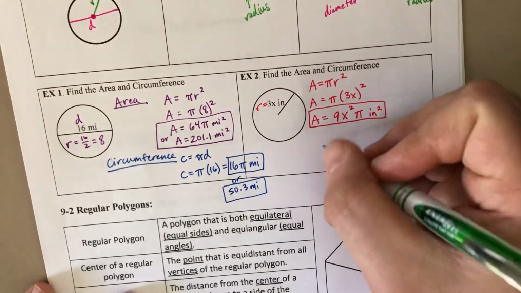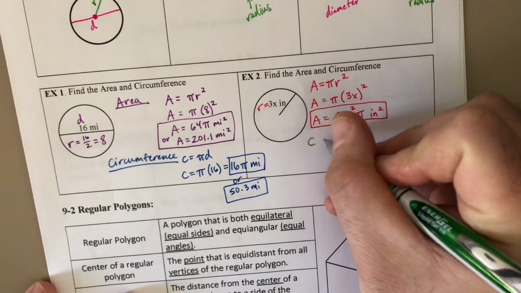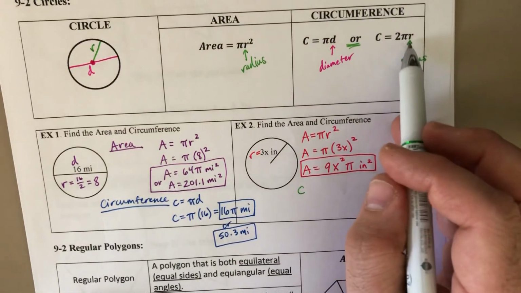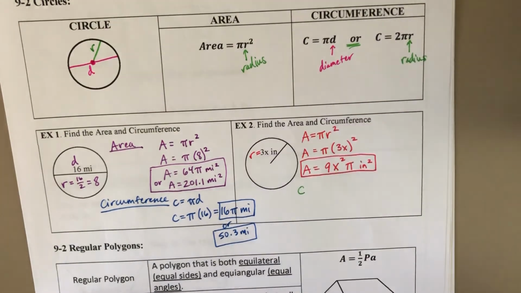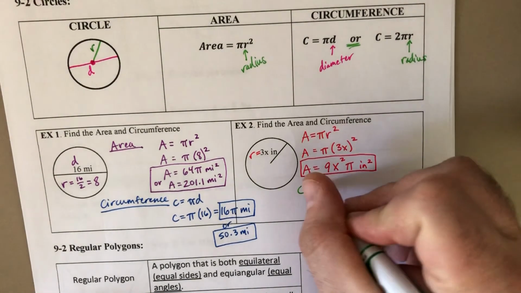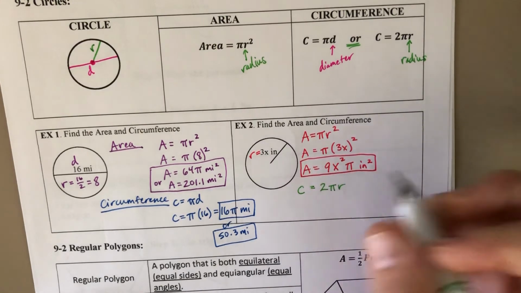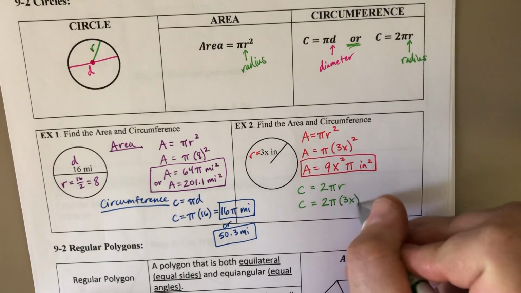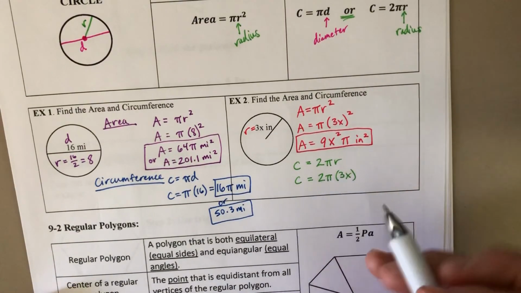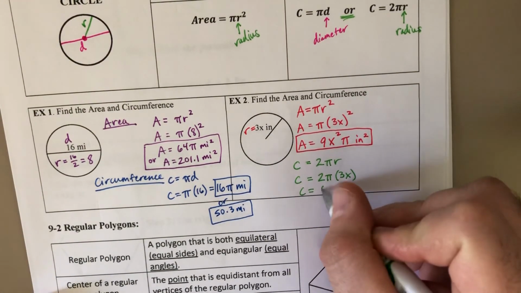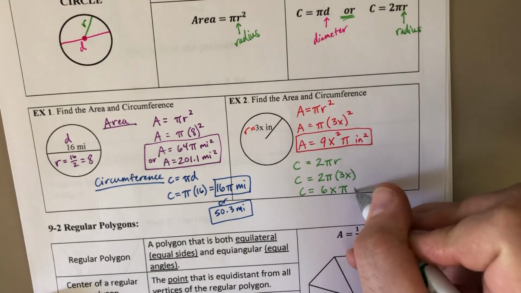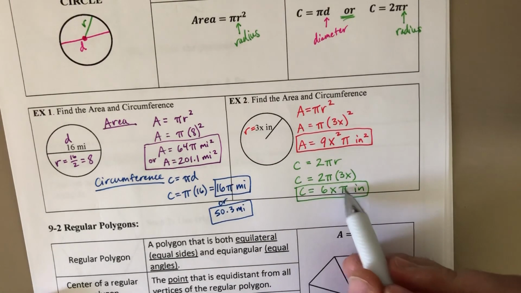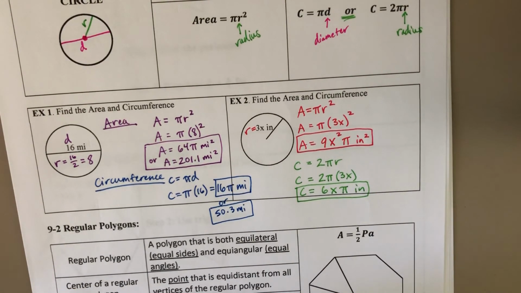Okay, for circumference, this time we have the r, so we are going to use the 2 pi r circumference, right? Pi d is what we used before, but let's use the 2 pi r this time. So circumference is 2 pi r. 2 times pi times 3x. All right, well, then what we would do is 2 times 3 is going to give us a 6. So we'll have a 6x pi inches. Again, leave the pi, put in your units, and we're done.